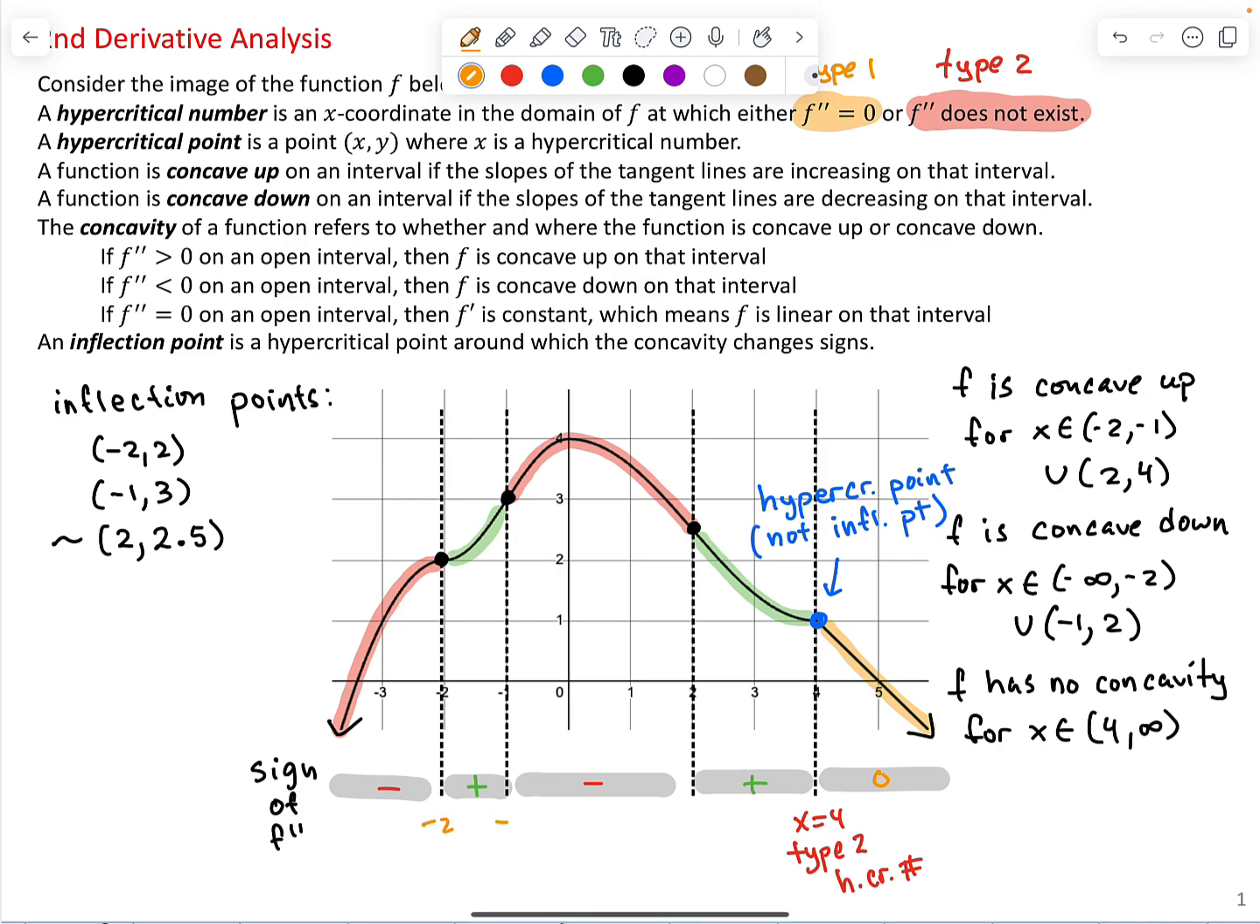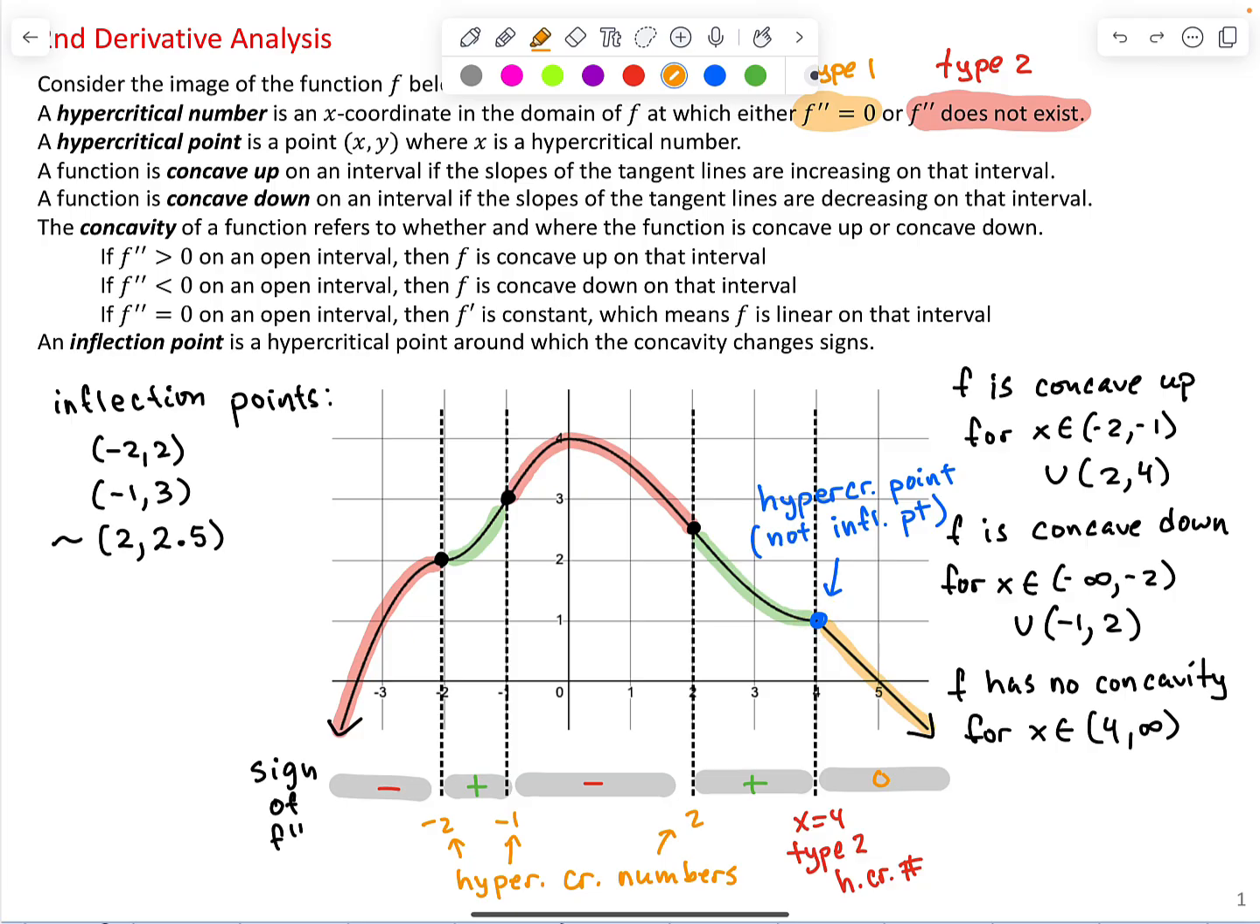Now negative 2, negative 1, and positive 2, these are certainly hypercritical numbers. It's harder to say from the visual whether they are type 1 or type 2. If I knew the equations that made this graph, then I would be able to make that determination, which we will do on subsequent pages in this lesson. But from the visual alone, it's not always easy to identify whether an inflection point is a location where the hypercritical number is type 1 or type 2. Every inflection point is also a hypercritical point by definition, but not every hypercritical point is an inflection point. For example, our blue point.